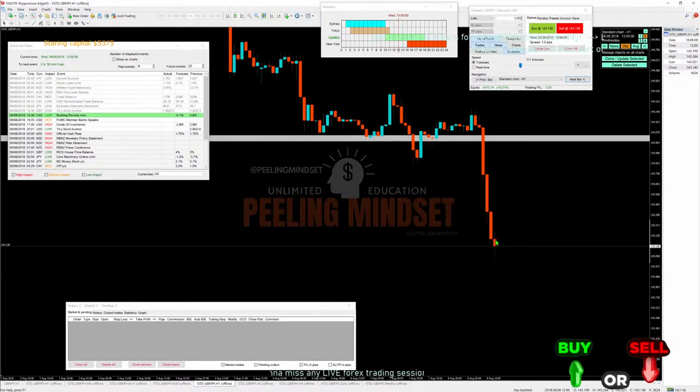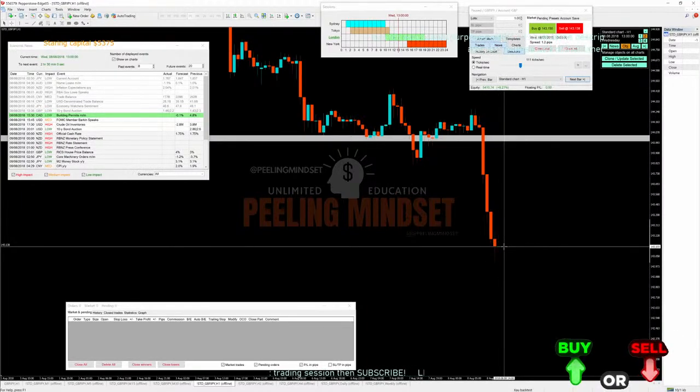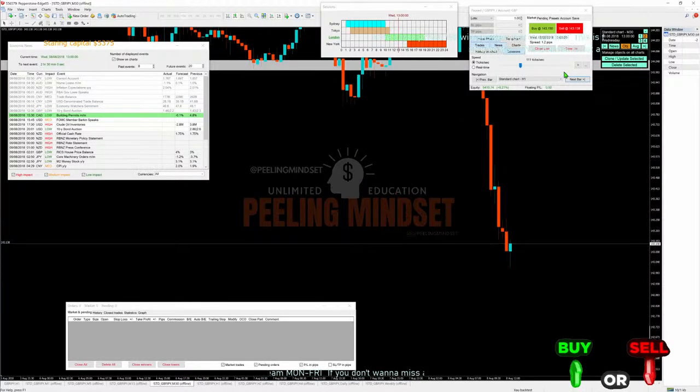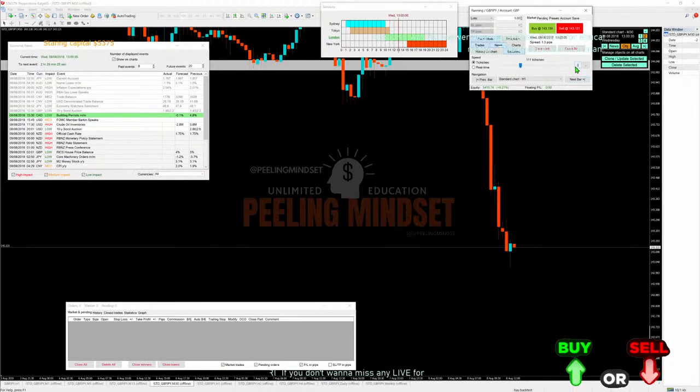So this hourly candle closed bearish, which is a good sign. If I was to take a sell, looking at the hourly candle, I would need this current hourly candle to make a top wick before taking a sell. So let's see what's going to happen here. It hasn't made that top wick.